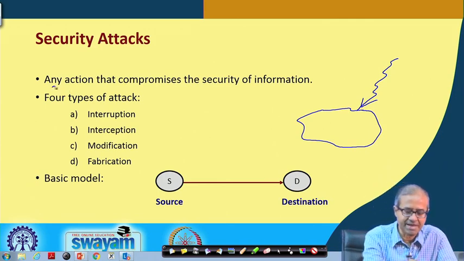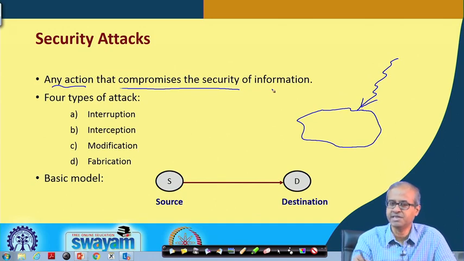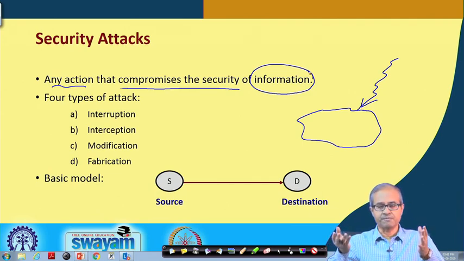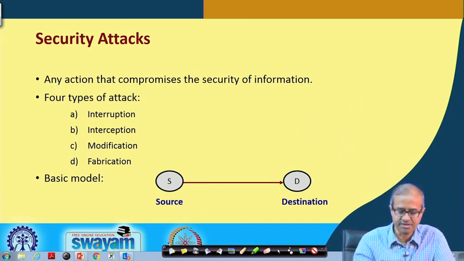You can say it can be any action that compromises the security of information. I am not saying a network or a computer, I am saying information. Ultimately, a computer stores information, and through a network some information flows. So, by virtue of some malicious operation which an intruder carries out on such a system or an environment, somehow this information content or information flow might get affected. Okay. So, these are what we refer to as security attacks.